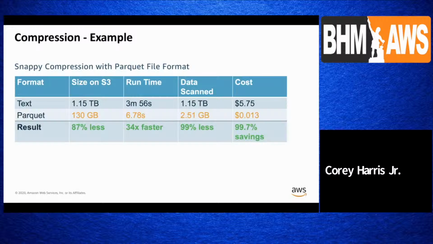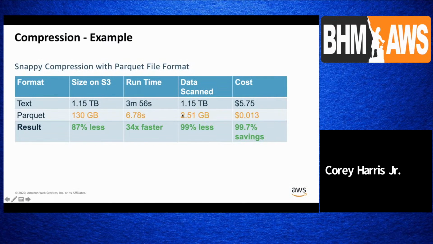So if you look at compression, check this out. We have a terabyte of text data. It takes 3 minutes to scan, and costs $5, right? $5 a terabyte. With Parquet, I can compress this into 130 gigs, so that takes 6 seconds to process.